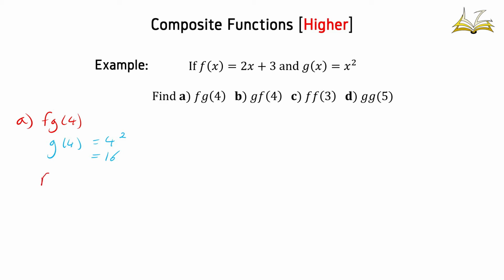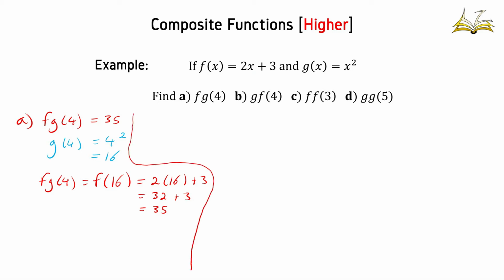Therefore, fg of 4 is now equal to, we know that g of 4 is 16. So it becomes f of 16 we need to find, which again, we can find by replacing wherever x is up here with 16. So it becomes 2 multiplied by 16 plus 3. So 2 times 16 is 32 plus 3. And that gives you 35. So the answer of fg of 4 is 35.